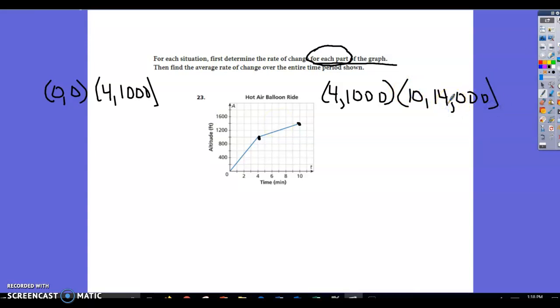All right, you should pause the video and see if you can find the average rate of change for each part of this graph using the same formula we've been using throughout this. When you finish, come back and we'll work it together.